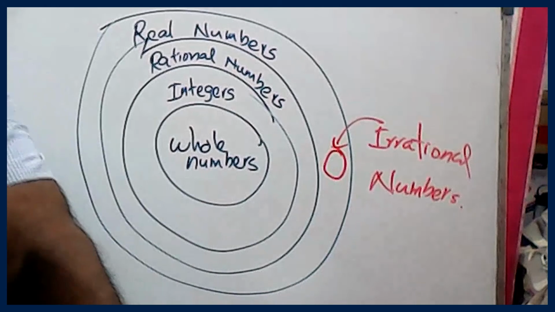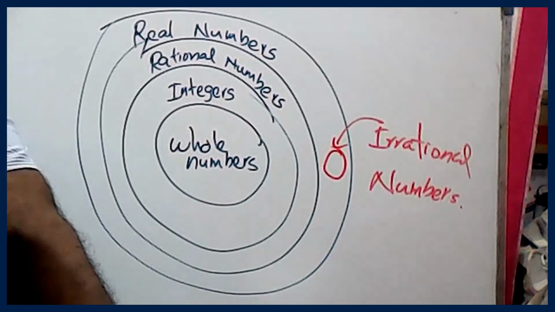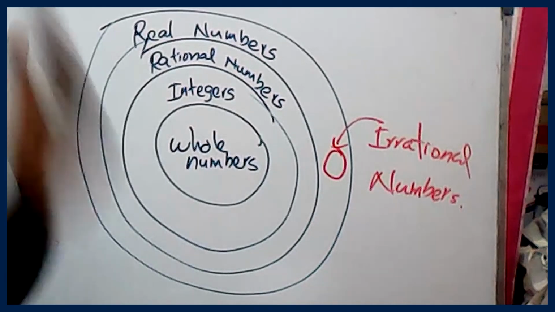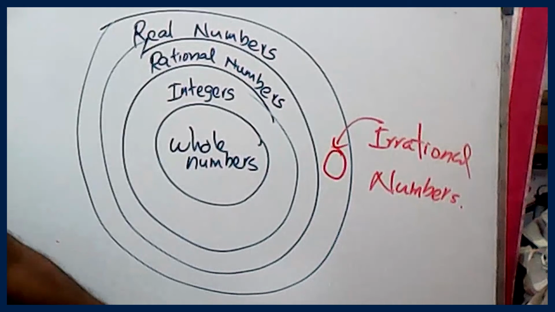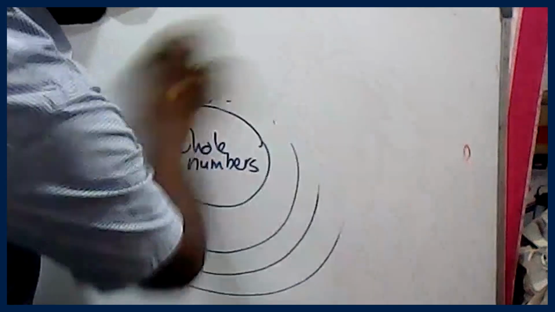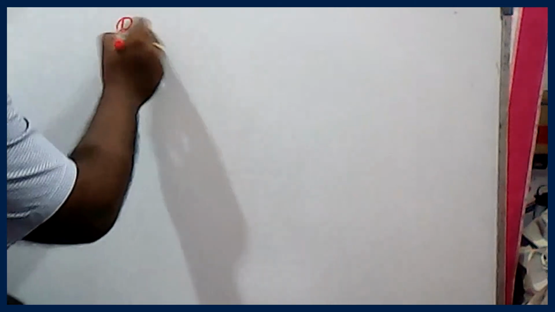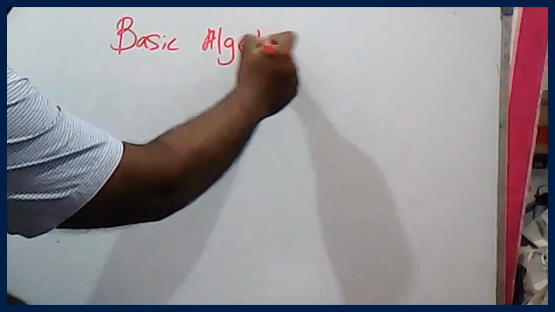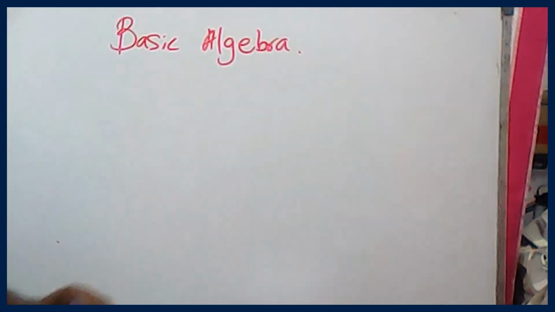After that, we are going to discuss areas of mathematics, or algebra, right? There we are going to discuss some very simple things about algebra. Some simple things about algebra you should know easily. Basic algebra.